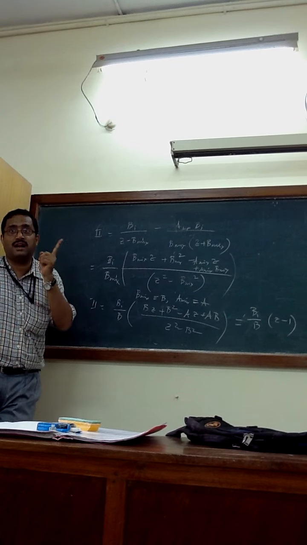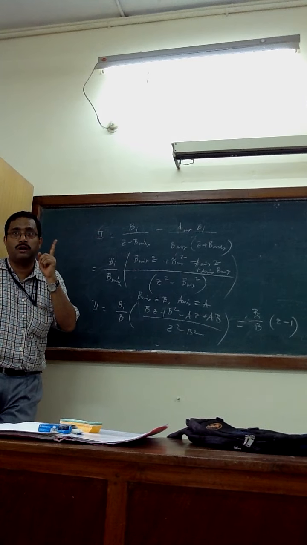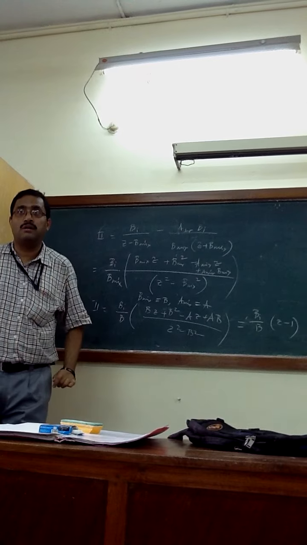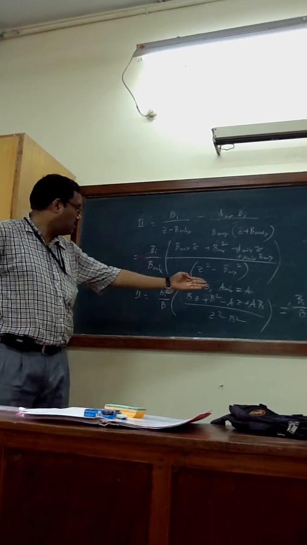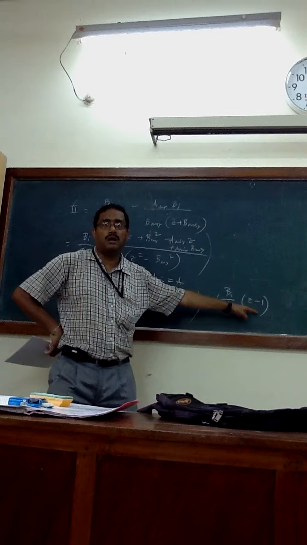And I will show you why Sandler and all the other guys could not do it. Only I could do it. I will show you that. Simple. This thing is nothing but Z minus 1. How to prove it?